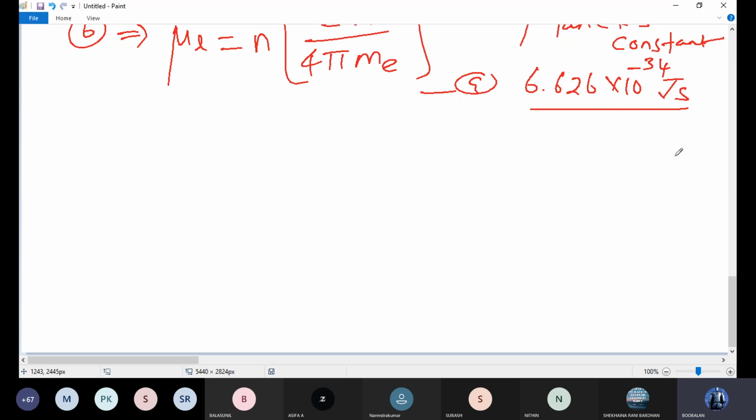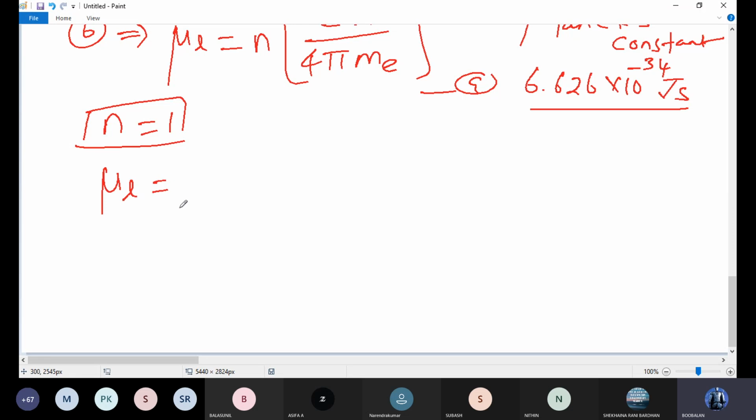Okay, so we'll go for the next one. Up to formula number 9 we completed. Now I am applying some condition. The n value is 1. That is the first orbit. The n value is 1, it is in the first orbit. So you will get mu L.